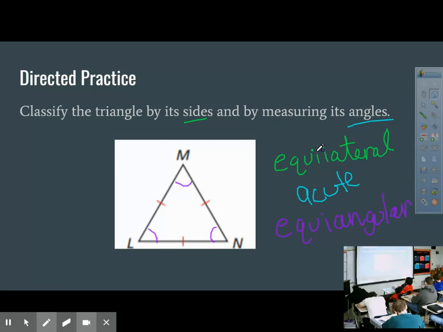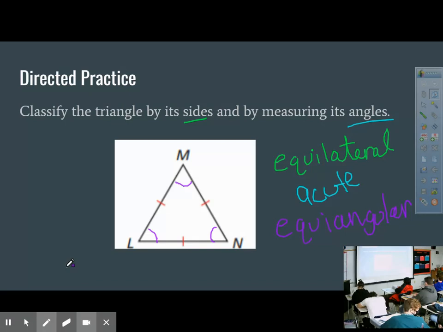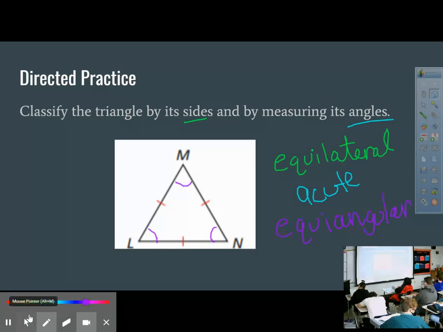Alright, so like I said, this one could have multiple names. You could say equiangular, equilateral, isosceles, acute. If it was something like that, we have to use all three angles. Are you saying like, do you have to use both names? Yeah, like that. No, just one of them. As long as it's one of the right ones, you're good.